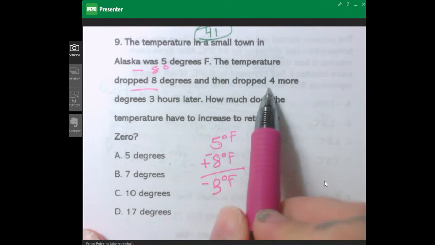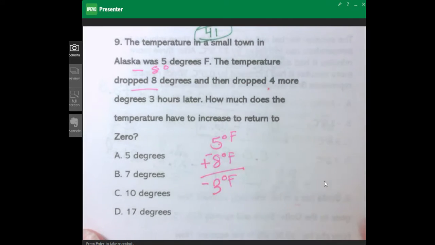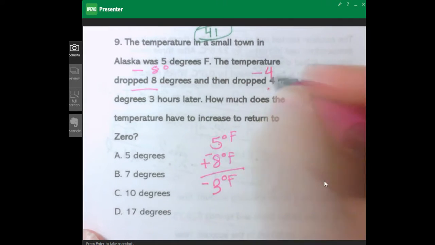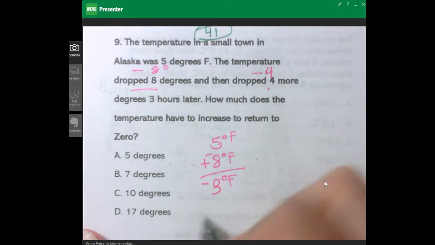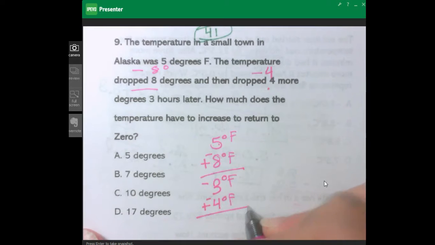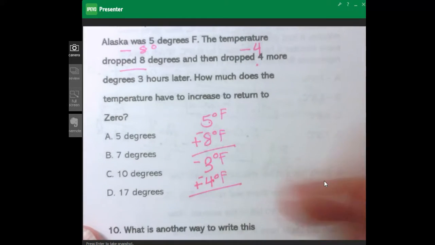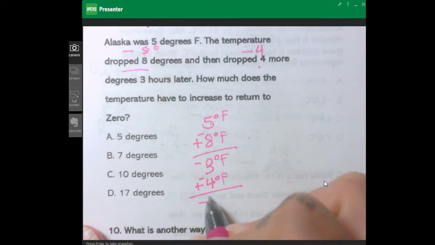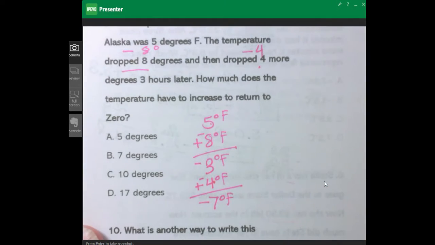But then it dropped 4 more degrees 3 hours later. So it dropped another 4. So again, I'm going to subtract 4 degrees Fahrenheit. I'm going to change my subtraction to show that I'm adding the opposite. So now I'm adding 2 negatives. When we add with the same signs, we add the numbers and we keep their sign. So I have -7 degrees Fahrenheit. So now we know what our temperature is now.